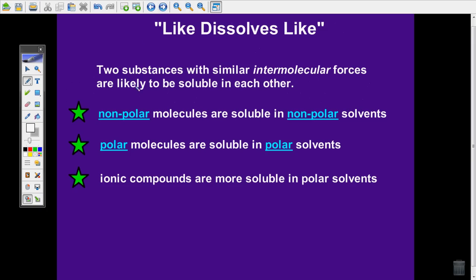Like dissolves like. All right, so this is what I was talking about before. Temperature increase, stirring, that affects the rate, but whether it can dissolve or cannot dissolve depends on their intermolecular forces. So if a molecule is nonpolar, then it's going to be soluble in nonpolar solvents. If a molecule is polar, then it's going to be soluble in polar solvents, and ionic compounds are more soluble in polar solvents. So you'll have to remember what makes a molecule polar or nonpolar.